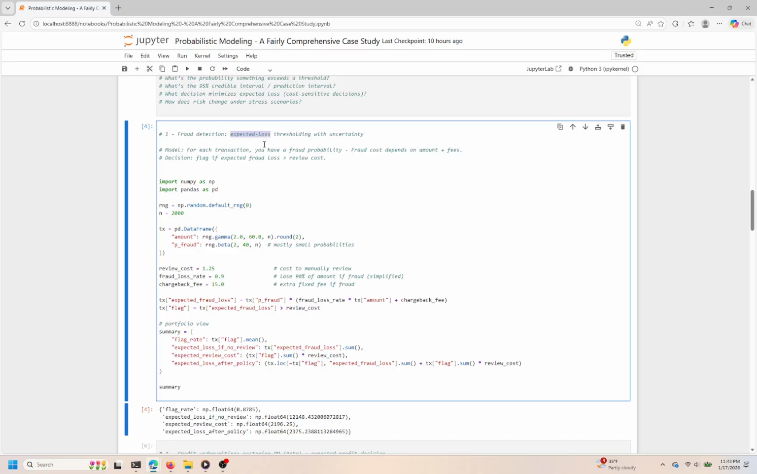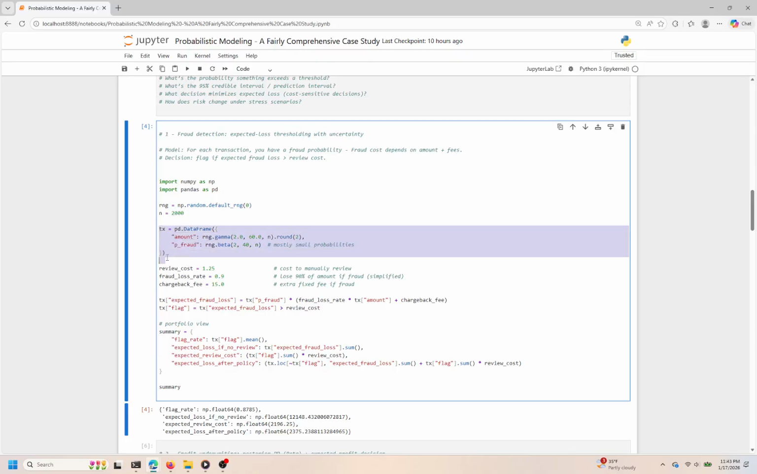We start by generating a simulated dataset of transactions. Each transaction has an associated amount, drawn from a gamma distribution, and a probability of being fraudulent, generated through a beta distribution that tends to yield lower probabilities. This setup reflects the reality that most transactions are legitimate, with only a few likely to be fraudulent. With 2,000 transactions in hand, we need to assess the financial implications of potential fraud.